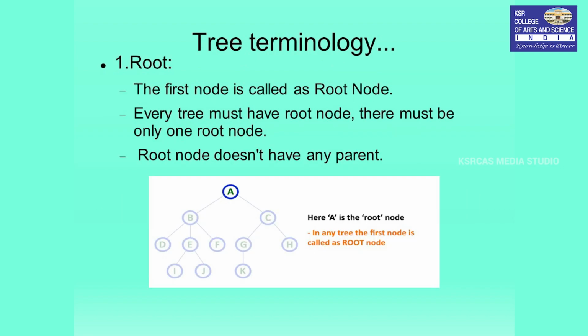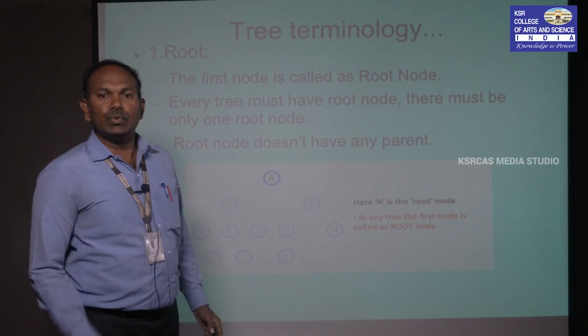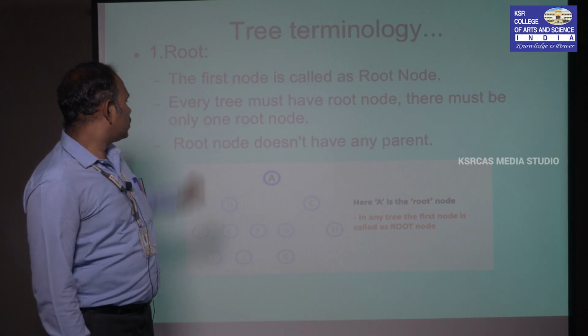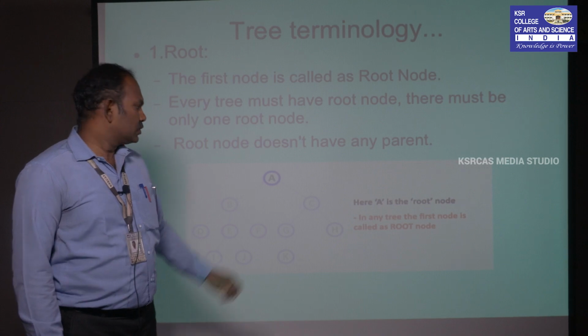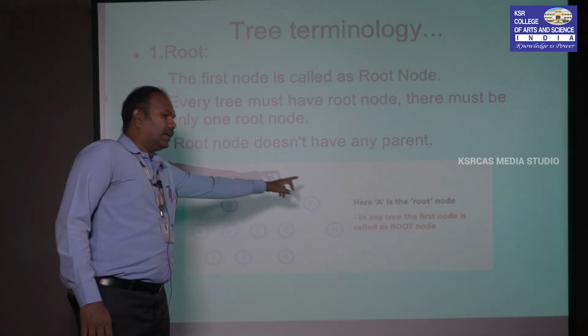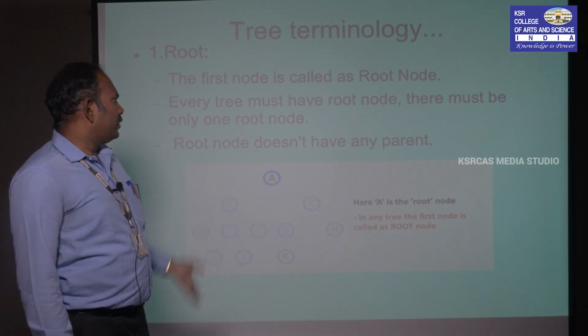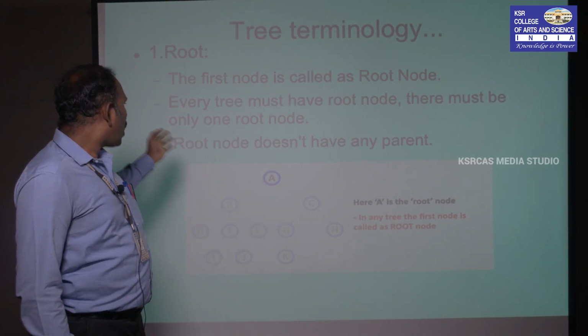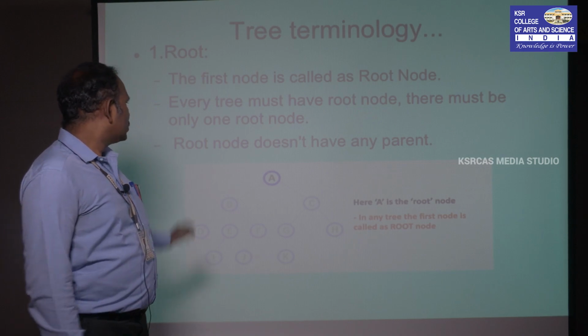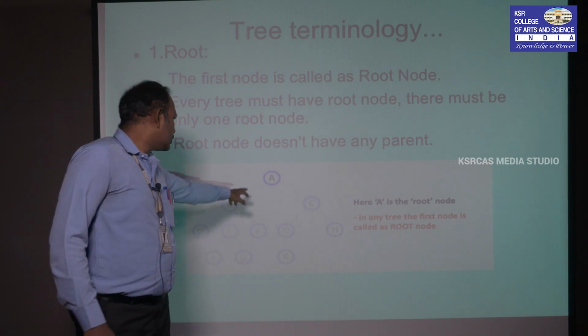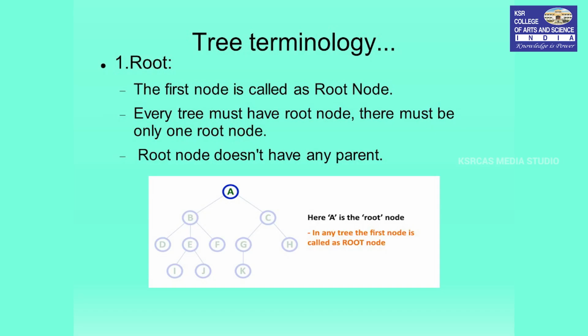Now we go to the terminology used in the tree. There is a lot of terminology used in the tree, namely root. The first node is called the root node. As in the previous diagram, the first node A is the root node. Every tree must have a root node, and there must be only one root node in a tree. The root node does not have any parent. In any tree, the first node is the root node, so A is the root node.